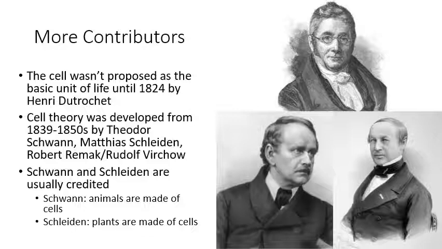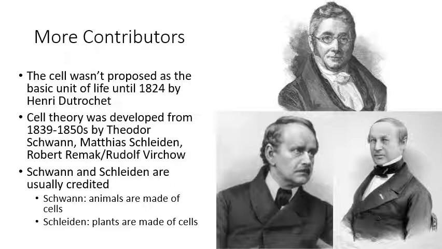Cell theory continued to be developed in the 1800s. Henry Dutrochet was one of the very first scientists to propose that the cell was the basic unit of life. Not only was it a structural unit, but it was a functional unit as well. However, it's other scientists who are actually credited with cell theory.